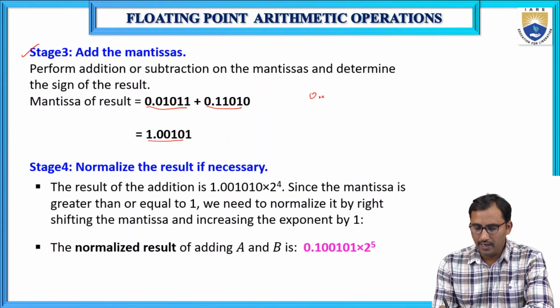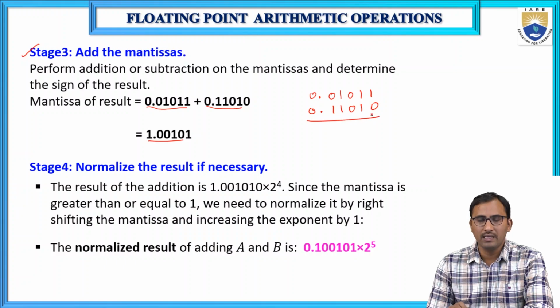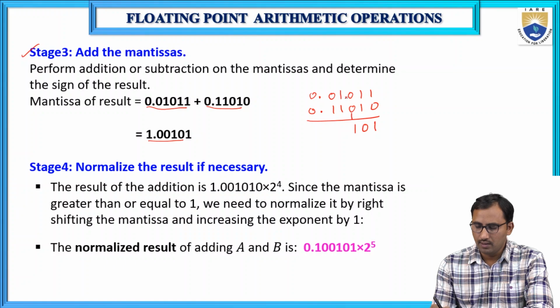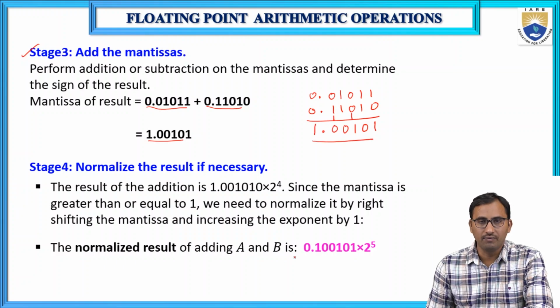So 0.01011 and 0.11010. So we are performing the binary addition. So 1 plus 0, 1. 1 plus 1, 0 with carry 1. So 0 plus 0, 0. 0 plus 1, 1. 1 plus 1, so 0 with carry 1. So 0 plus 1, 1. 1 plus 1, 0 with carry 1. So this is the result we got.